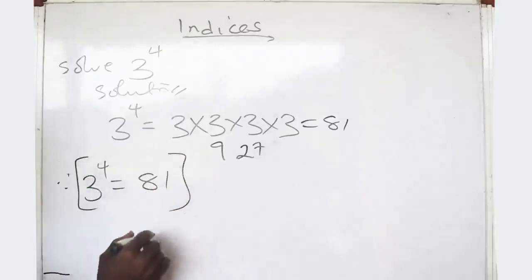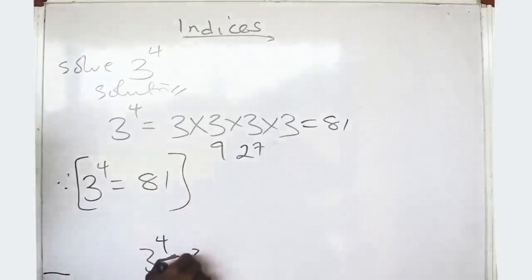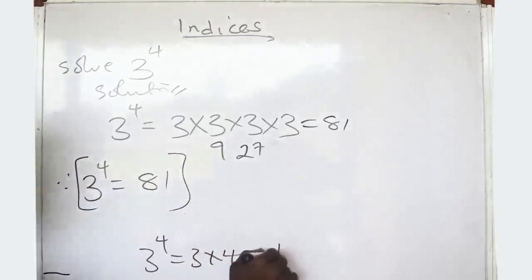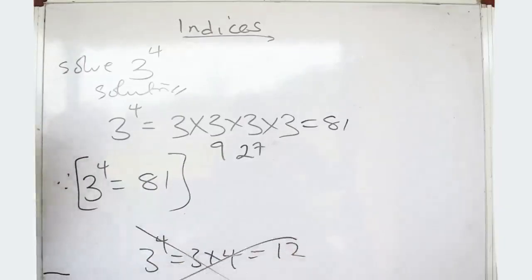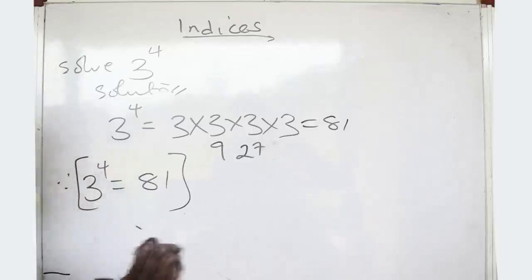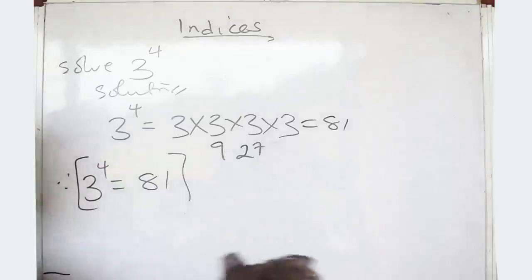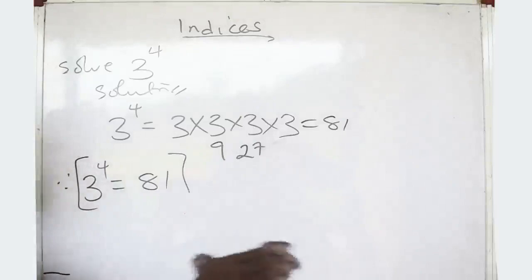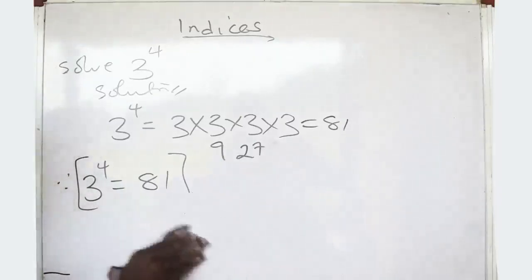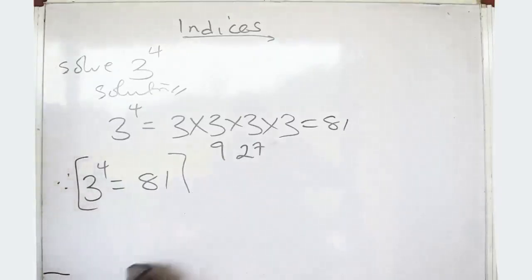Do not go and tell us that 3 raised to the power of 4 is 3 times 4, just like some of you have been doing. So this is out of 8. No human being will give you this. So be warned and go back to correct some mistakes you've made prior to this video. Alright.